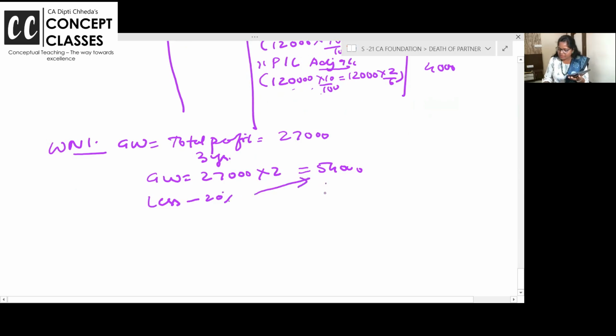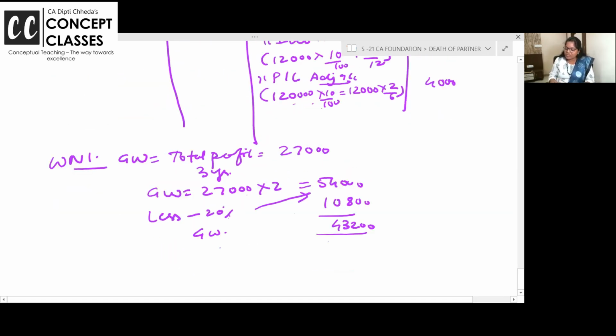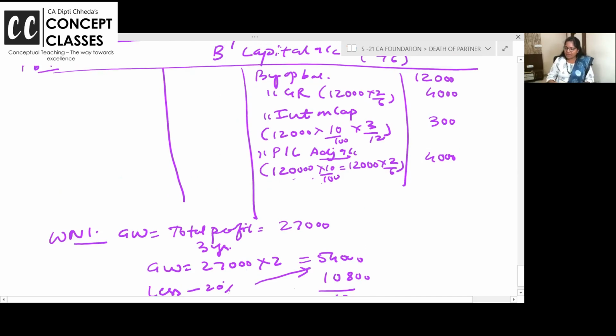Less 20% of this, 10,800. So you are getting goodwill as 43,200. Goodwill as 43,200. They said take the profits of 3 years, multiply by 2, minus 20%, calculate goodwill 43,200. 43,200 is goodwill. In that, what is his share? B's share you have to give.